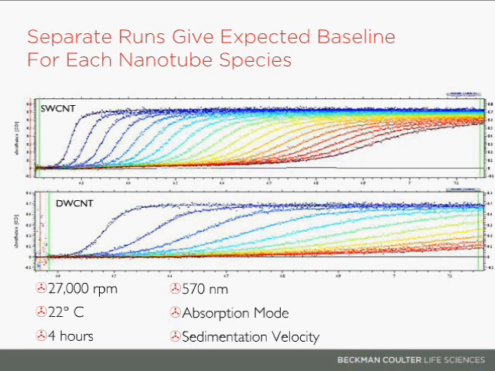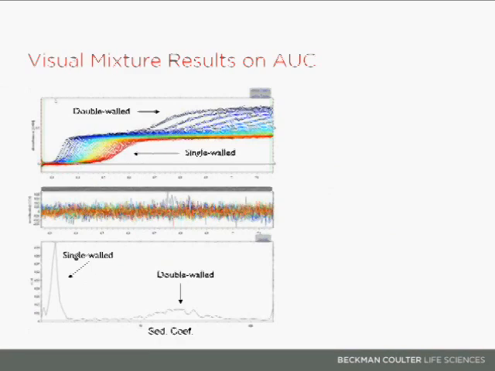When we ran the 50-50 mixture, it was very visually apparent that there are double-wall and single-wall carbon nanotubes mixed together. And by plotting the sedimentation coefficient, we see an easy differentiation between single-wall carbon nanotubes with sedimentation coefficient around 10 to 11, as the previous publications had shown, and double-wall carbon nanotubes with sedimentation coefficients upwards of 70 to 80. And this indicated there may have actually been some bundling of the double-wall nanotubes at more concentrated species.